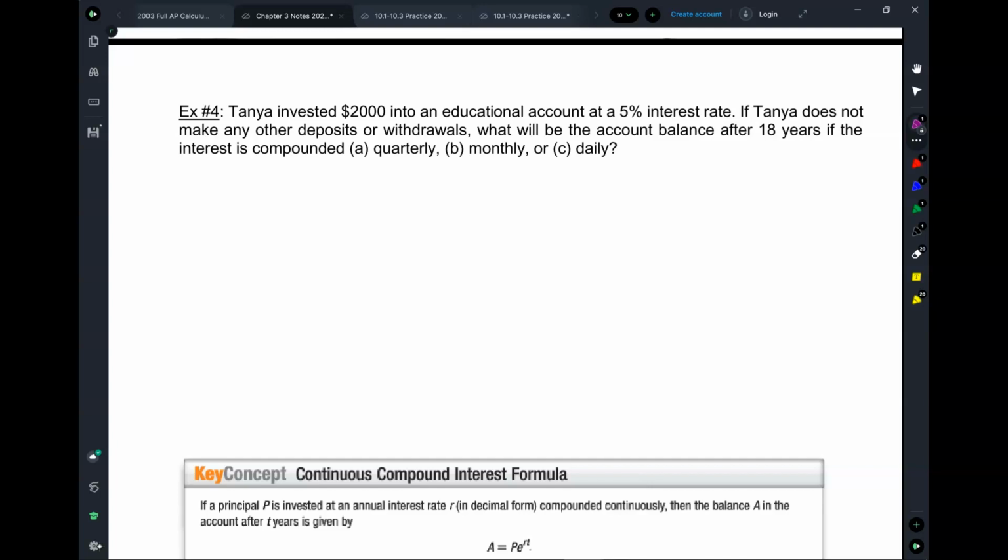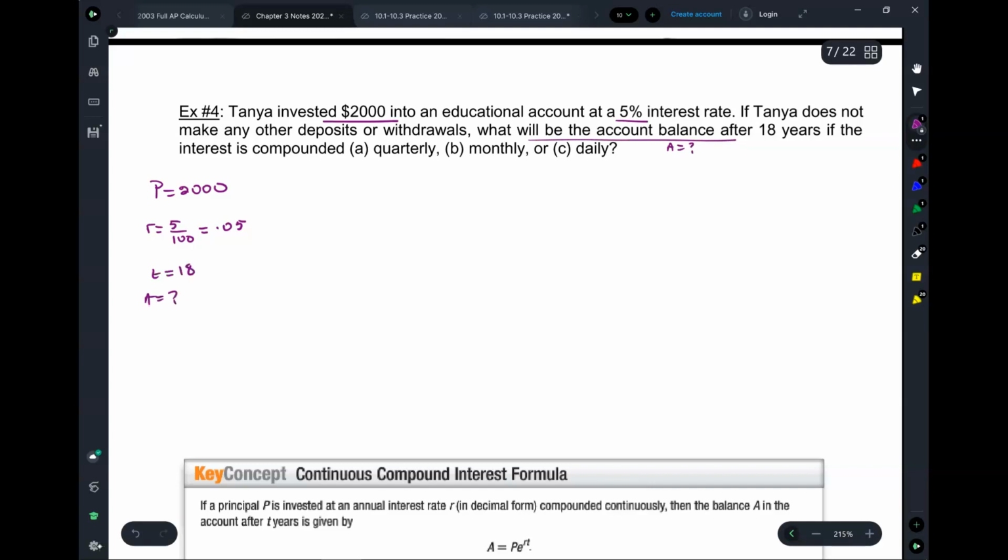So this is too many words, so we go back. This person invested $2,000. What quantity is that? The A, the P, the R, the N? The P. So P is 2,000. A 5% interest rate, so R is 5 over 100, which is 0.05. What will be the account balance? So we're looking for A, and T is 18.